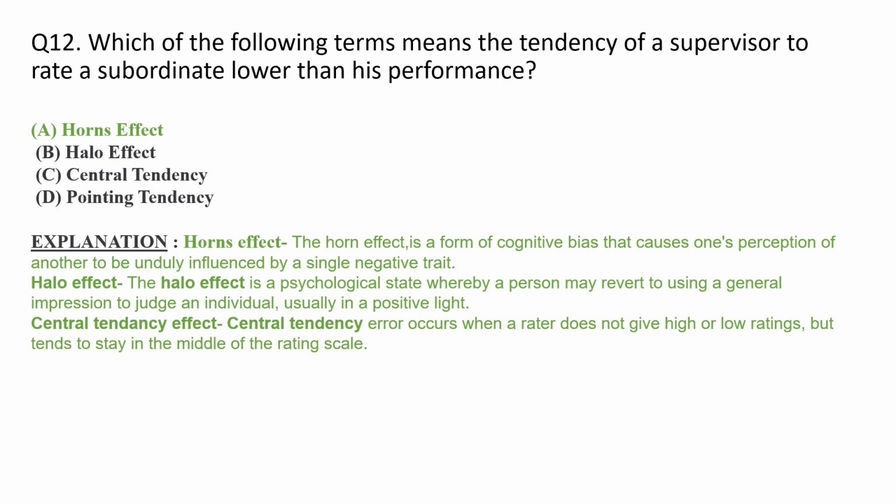Next one is central tendency effect. Central tendency error occurs when a rater does not give high or low ratings but tends to stay in the middle of the rating scale. So he may not be higher or lower. He will be in the mid range. He will be neutral. That neutralized effect is called central tendency effect.